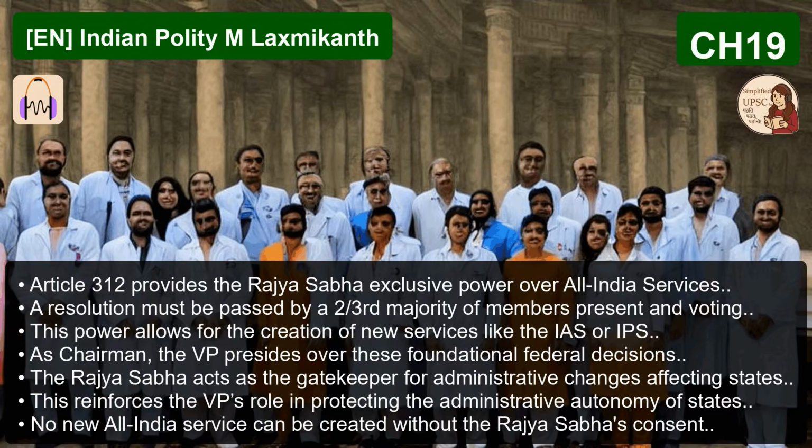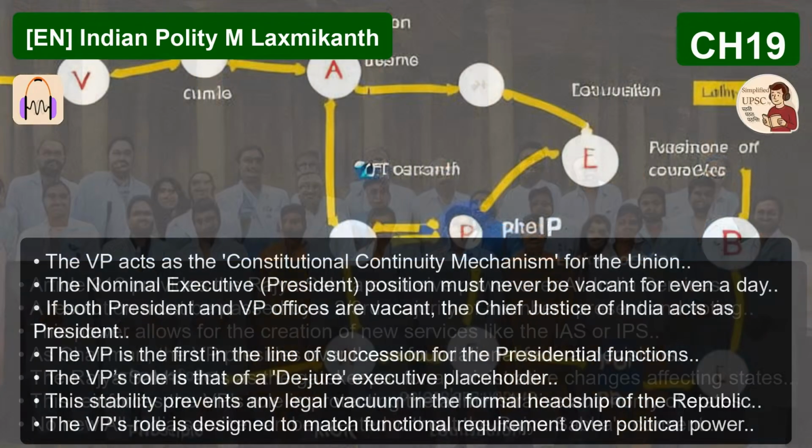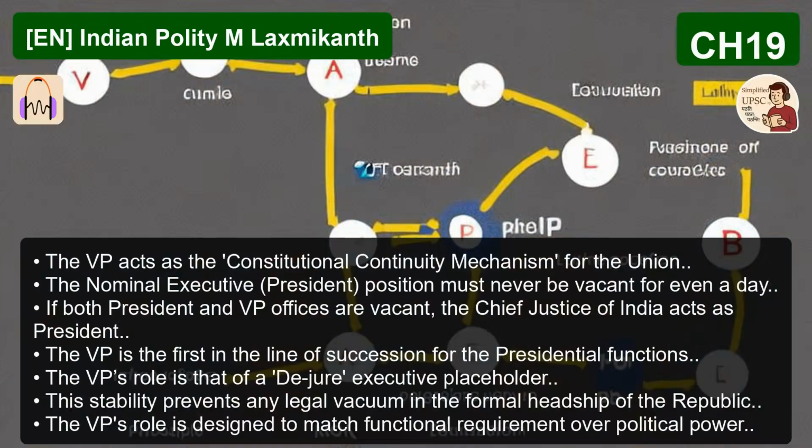It's also worth noting two procedural details. First, a minimum of 14 days' notice must be given before such a resolution is moved in the Rajya Sabha. And second, the Constitution does not specify the grounds for removal. That's interesting. It is. Unlike the president, who can only be impeached for a violation of the Constitution, the grounds for removing the VP are left to the political wisdom of the two houses, though historically it would likely relate to constitutional impropriety or failure to perform legislative duties.